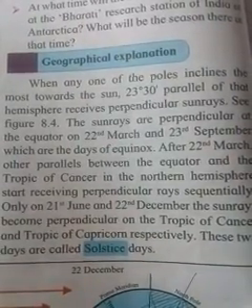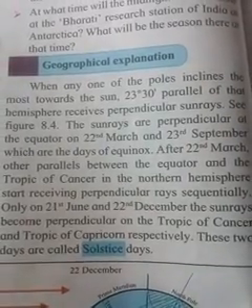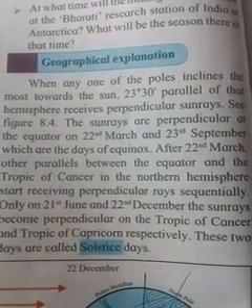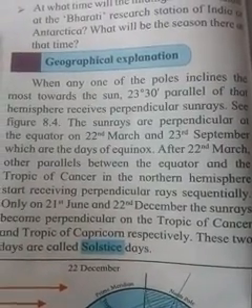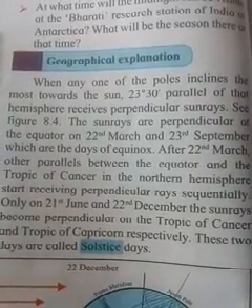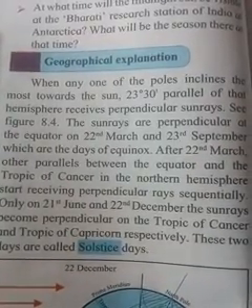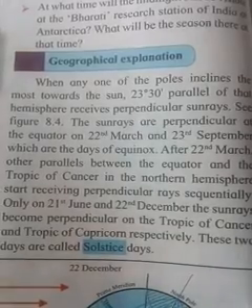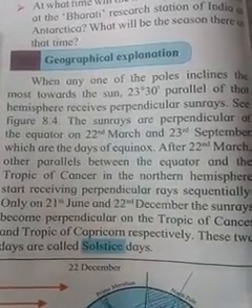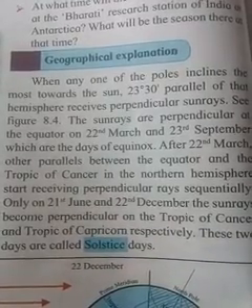See figure 8.4. The sunrays are perpendicular at the equator. That means the sunrays are perpendicular at the equator on the 22nd March and 23rd September, which are the days of the equinox. These two days are also known as the equinox.